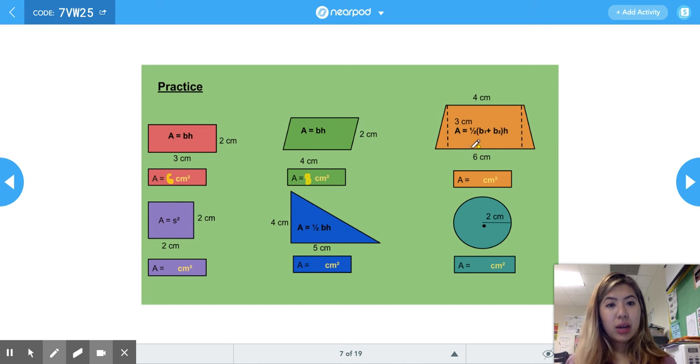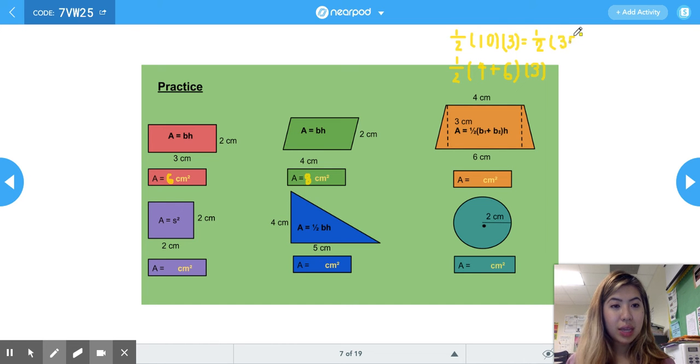Then for this trapezoid, our formula is half times base 1 plus base 2 times height. So I'm going to write it out: half. Our first base is 4, plus our second base length is 6, and then the height of the shape is 3. According to order of operations, I have to do whatever is in the parentheses first. So 4 plus 6 is 10, so now we have half times 10 times 3. Then I'm going to multiply, so half times 10 times 3 is 30. Half times 30 is the same thing as 30 divided by 2, which is 15.